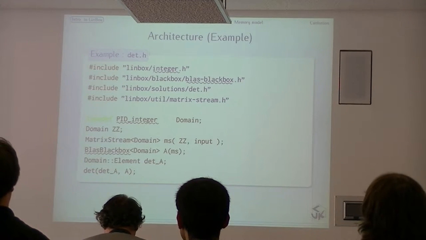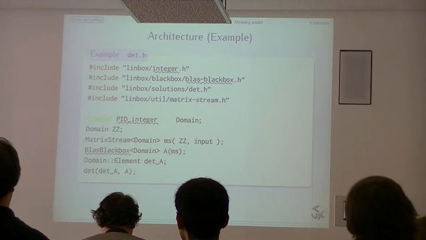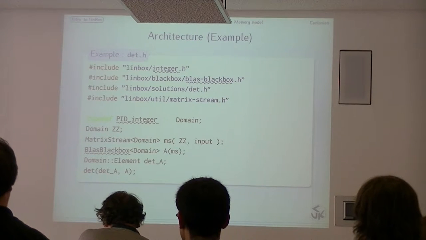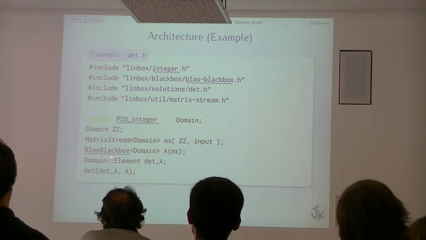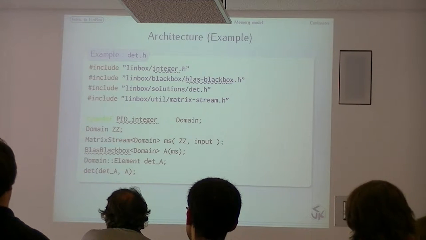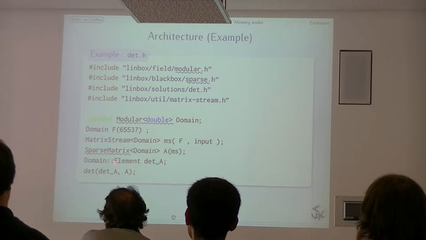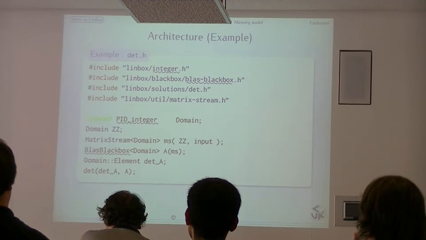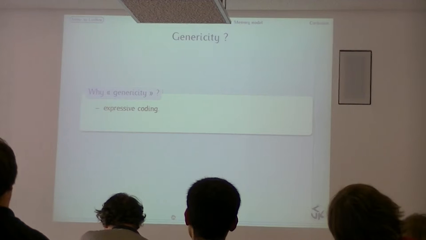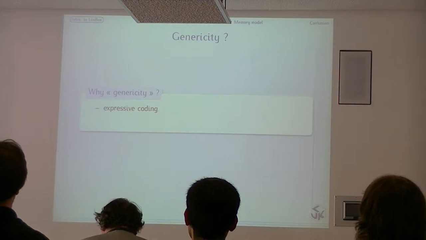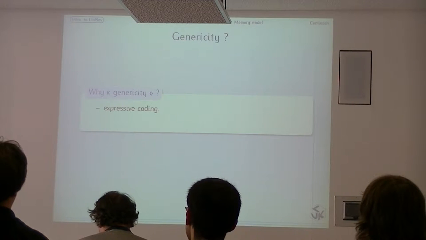This is directly taken from an example, in the LinBox example directory. Here we compute the determinant of a dense matrix over the integers. Say we want to change a few things, like compute the determinant of a sparse matrix over Z/pZ. Well, we just change the include and a few types and move on. So that's one thing that we call genericity, being able to express things easily, expressively.